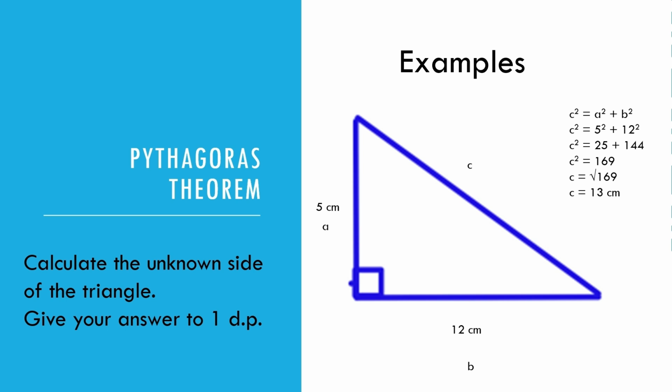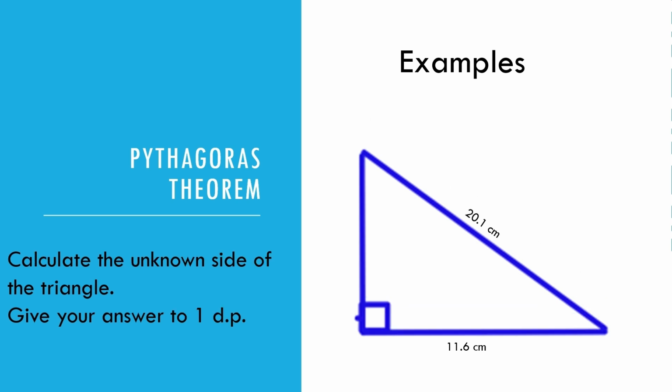Question 2. Calculate the unknown side of the triangle. Give your answer to one decimal place. Let's identify the hypotenuse and the other two sides. We can see that one of the other two sides is the unknown one. How do we calculate this? In this instance, the hypotenuse is known, therefore, we subtract the square of the other known side from the square of the hypotenuse. A square equals 20.1 square minus 11.6 square.